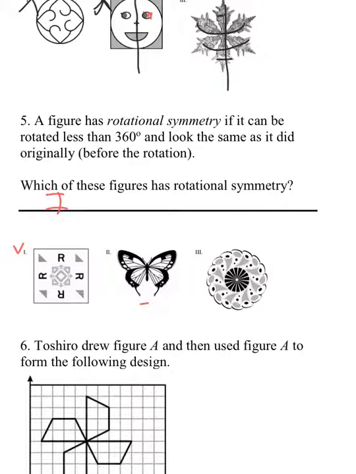The butterfly, nothing you can do to get it to look like this butterfly again before getting back to the full 360. So no on that. And then 3, it's kind of hard to tell, but basically these alternate, and then every other one is identical. Every one with the little black dot and the kind of gray shape alternates with the gray circle and the black dots, and so you can rotate it to match up. So that's a yes. 1 and 3.